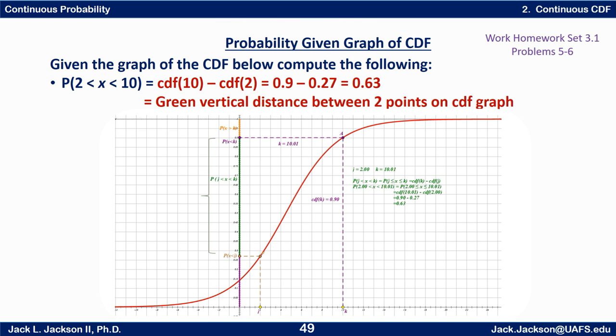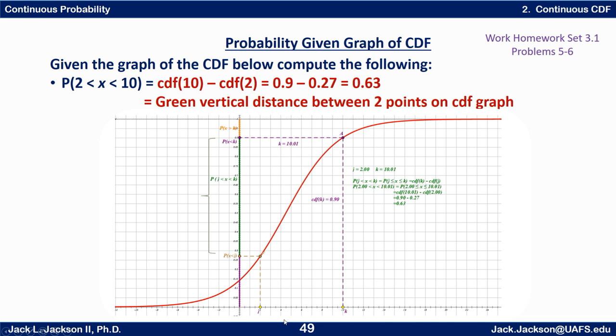Now, if we want to find the probability between 2 and 10, that's just the CDF of 10 minus the CDF of 2. So you find 10 on the graph. We go up here, find its CDF, which looks like 0.9. And then we find 2 on here, go up and find its CDF. It turns out to be about 0.27, at least to 2 decimal places. And we just subtract those two and get 0.63.